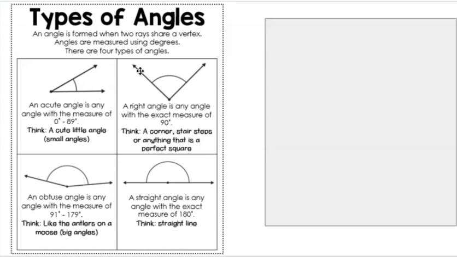Now, anything bigger than your right angle would be something like this one here called an obtuse angle.